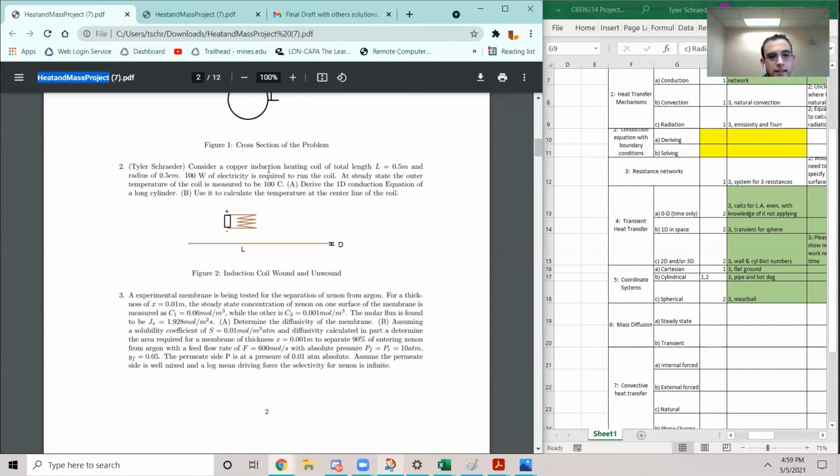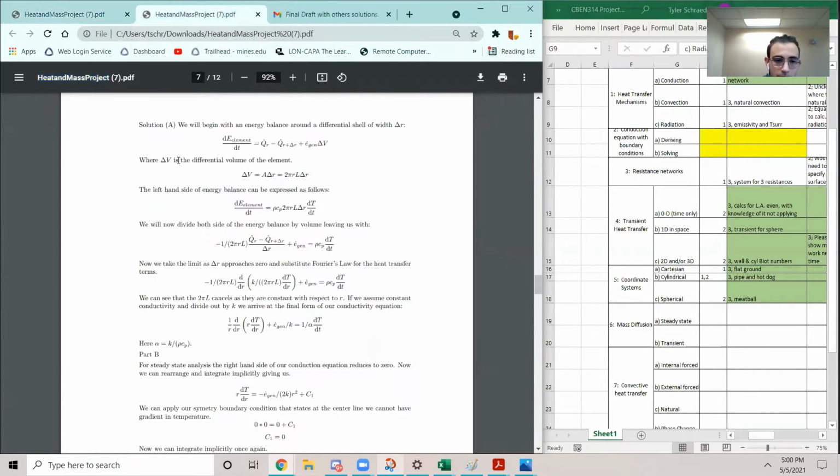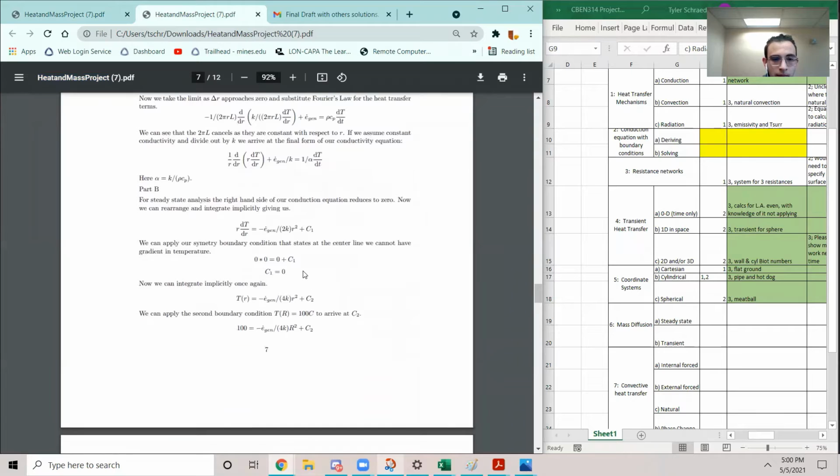Next problem, we consider a copper induction heating coil, and we try to derive the cylindrical conduction equation, and then we apply that to our coil. So first we start with a differential energy balance, and then we reduce our terms, and then we substitute in Fourier's law, and then we take the limit as r approaches 0 to arrive at our conduction equation.